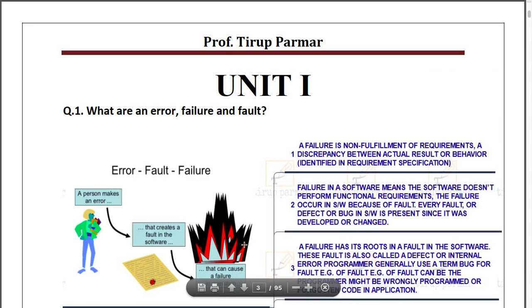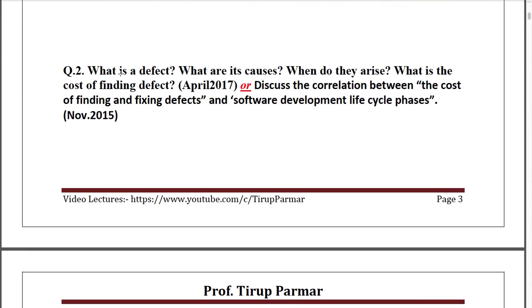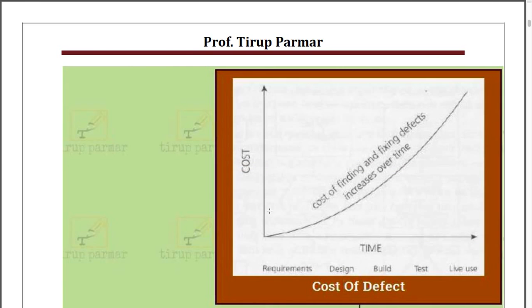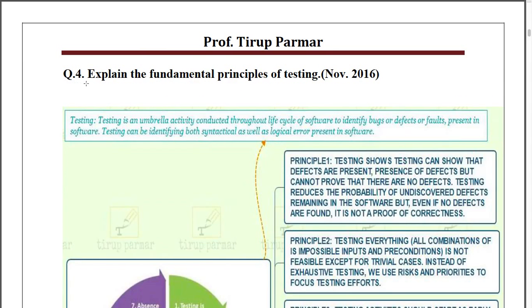And in the last lecture, we already discussed error, failure, fault. Then the second question we discussed is what is a defect, what are the causes of defects, and when do they arise, and what is the cost of finding defects, which was asked in April 2017, in the KT exam. We discussed the cost of finding defects, as you can see in this diagram, and then quality and its components. Now onwards we'll start discussing the fundamental principles of testing.